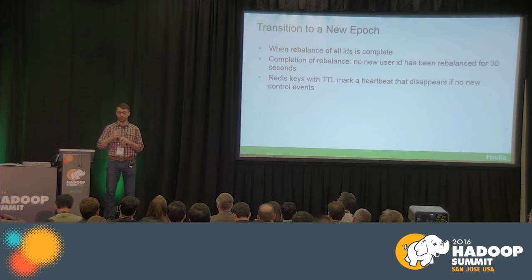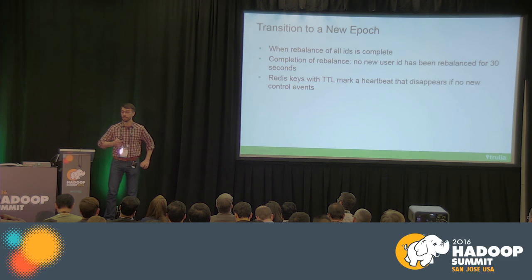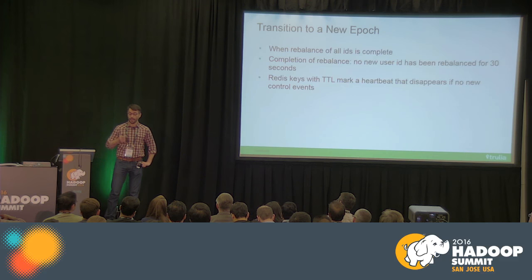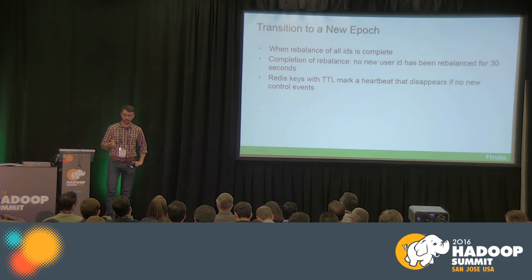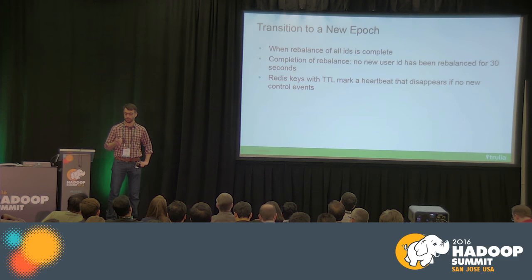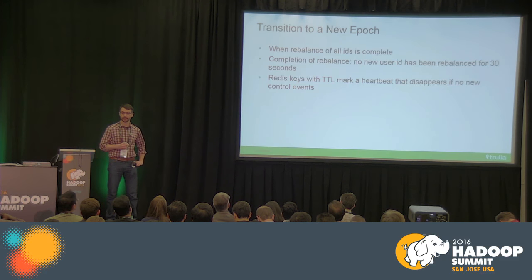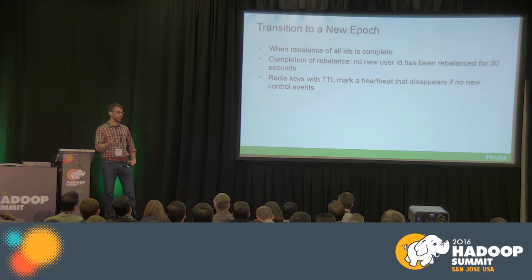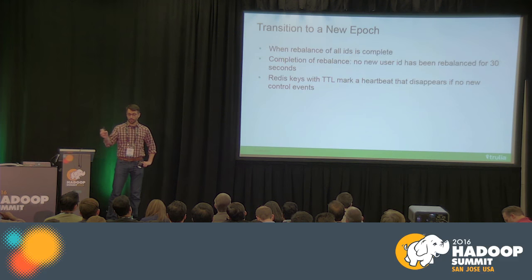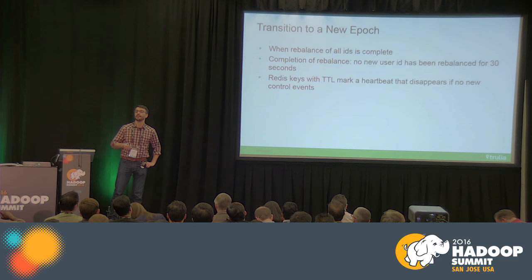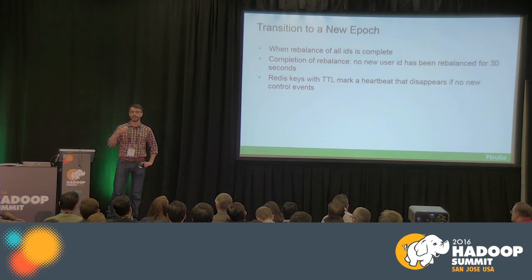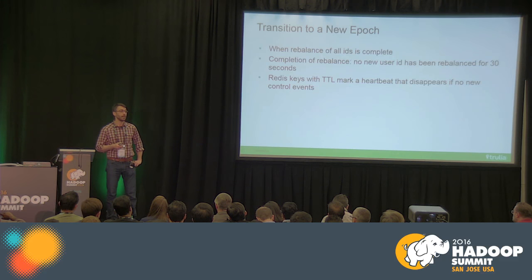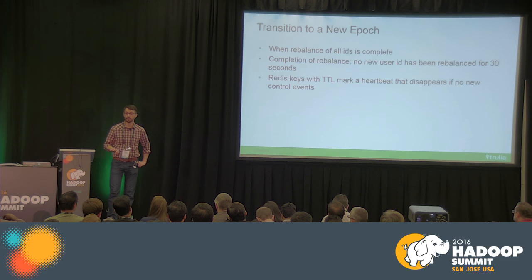So we consider that basically the control bolt has piped everything it has to pipe through the Kafka event spout, and the other bolts have done their job for everybody. And how do we do that? We basically have a very special Redis key with a time to live of about 60 seconds, basically double the time of 30 seconds. So every time the storage bolt sees a new user ID that it has to rebalance, it writes to that key. And by writing to that key, it updates the time to live to a new 60-second period. So once we see that this key disappears, and we check it once every few seconds, then we know our rebalance is done, and we're ready to serve a new epoch.